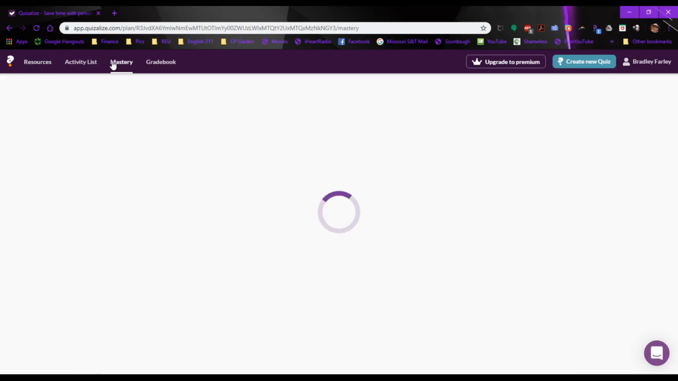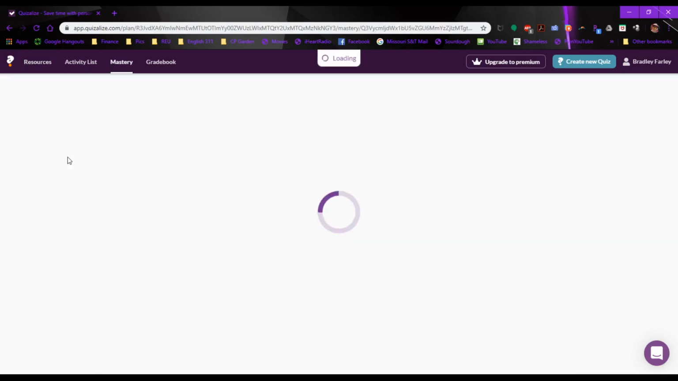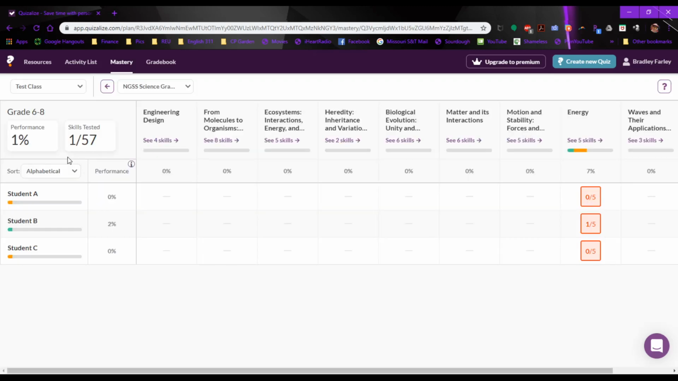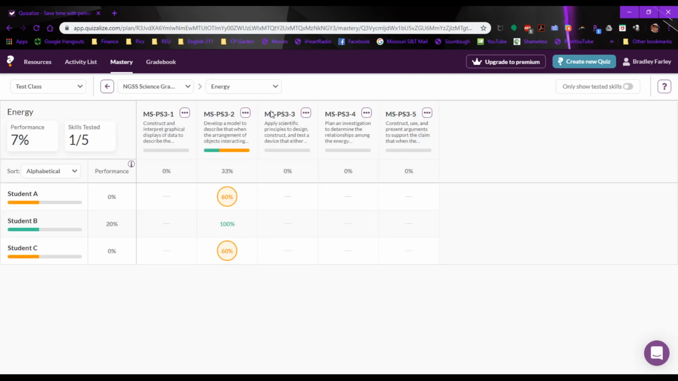What's really nice, once you get students starting to take those quizzes, those activities, is that Quizalize will start to track their mastery of the standards that they're tied to. So you can look at them based on concept, and then you can even go further to look at the specific standards. So you can track their mastery of the specific standards as well as the overall concept. So maybe you have some students that understand the concept as a majority, but they're missing out on one specific standard. So you can really hone in on that standard for those kids.